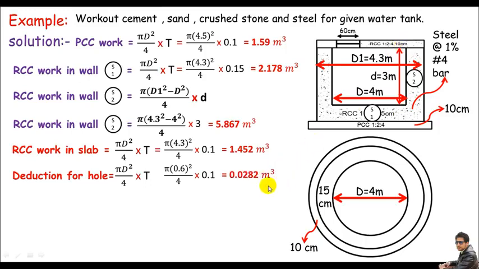This is the deduction, right? So I'll just subtract this deduction from the RCC work in the slab, from this 1.452, right? So subtract 0.0282 from 1.452. You can get 1.423 cubic meter. So this is of course the net volume, right? Or the net quantity of this slab, the RCC slab.